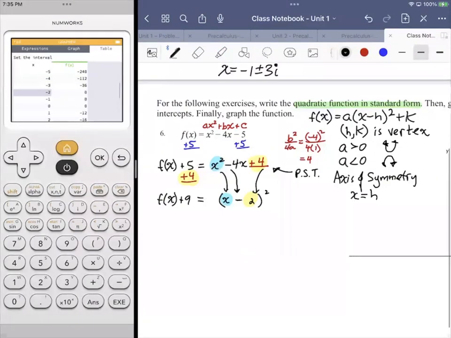So now I just want to get f of x alone. So I'm going to subtract off that 9, bring it back the other way, cancels here, and now I have an equation in standard form, specifically a quadratic equation.